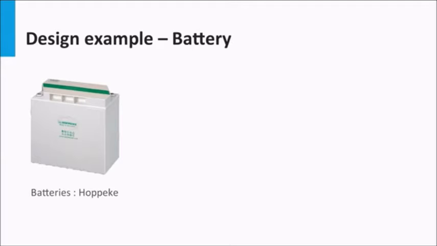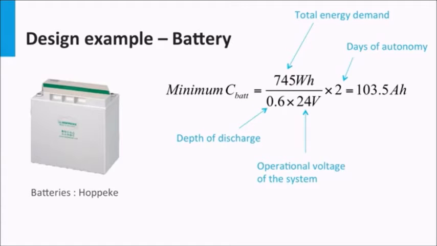The minimum battery capacity can be derived as follows. Based on the operational voltage, depth of discharge, and energy demand, the battery capacity can be sized as follows. Note that the days of autonomy and the system losses tend to increase the battery bank size. Also, note that the lower the battery depth of discharge, the higher the battery bank capacity requirement.